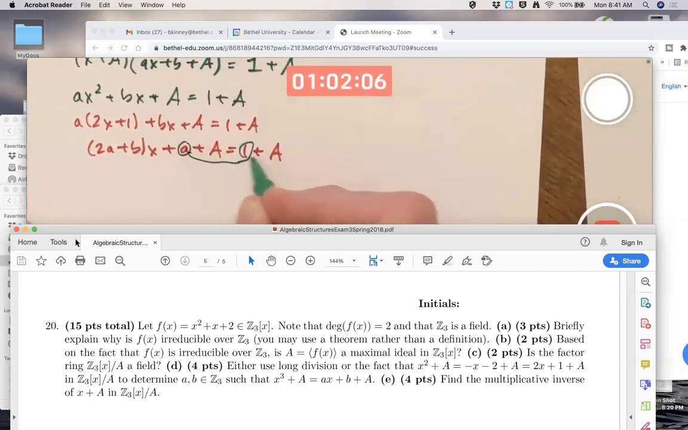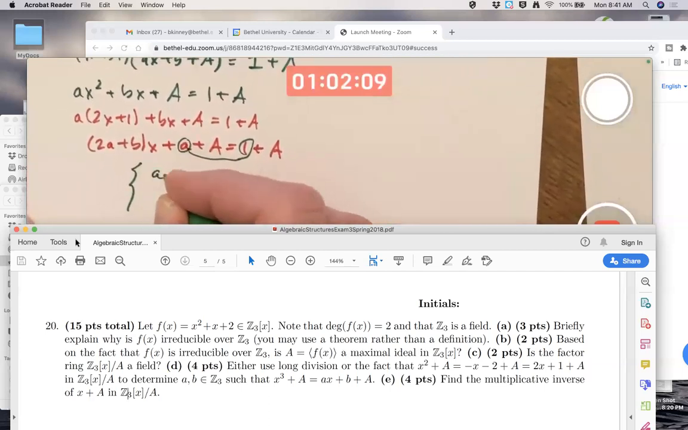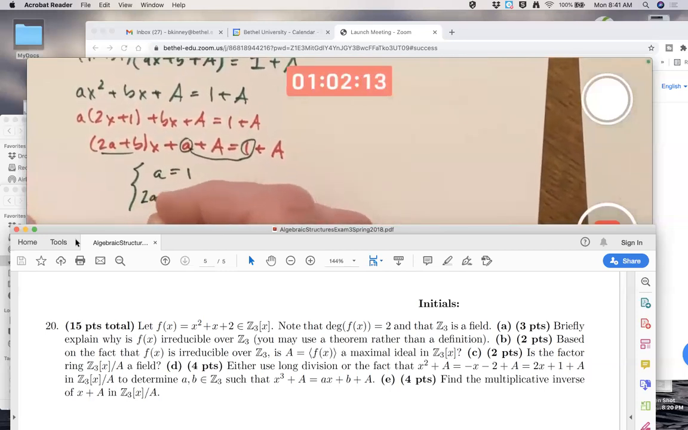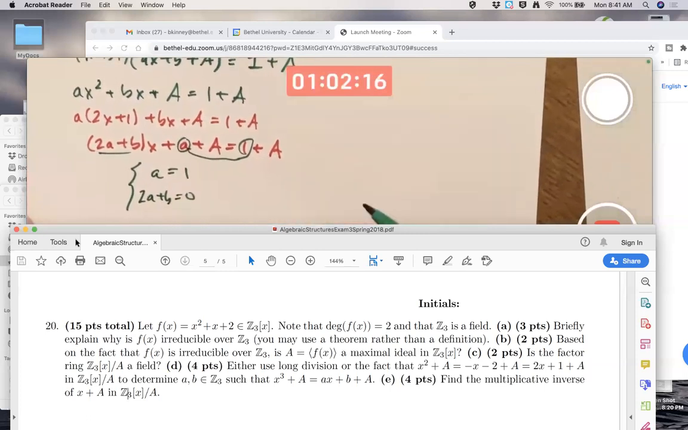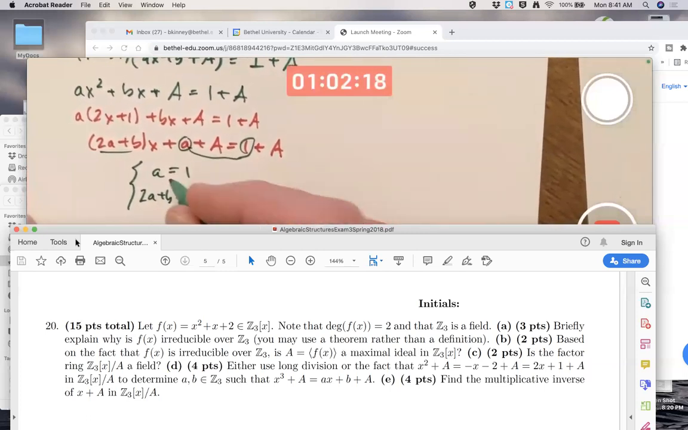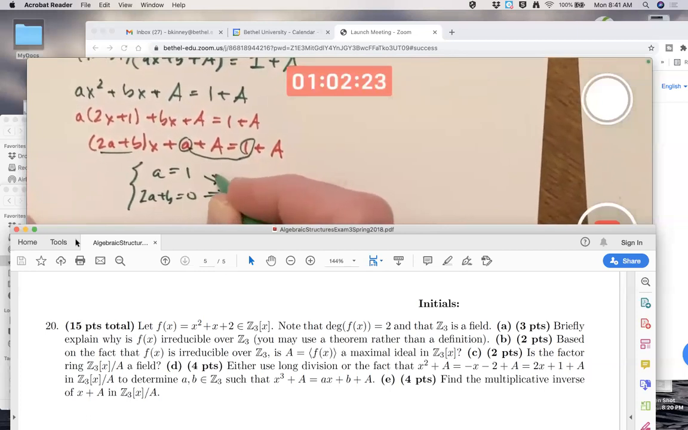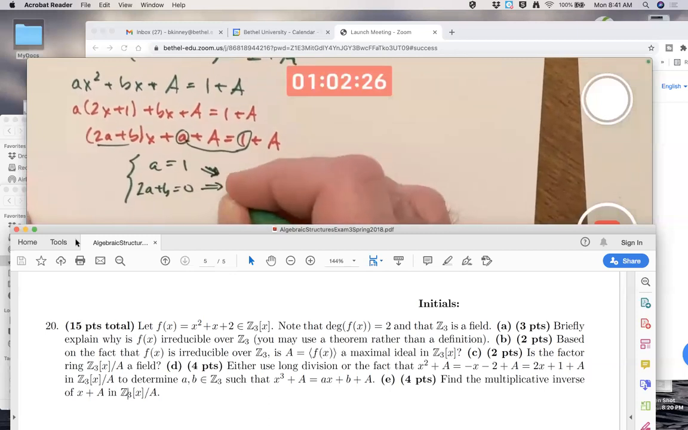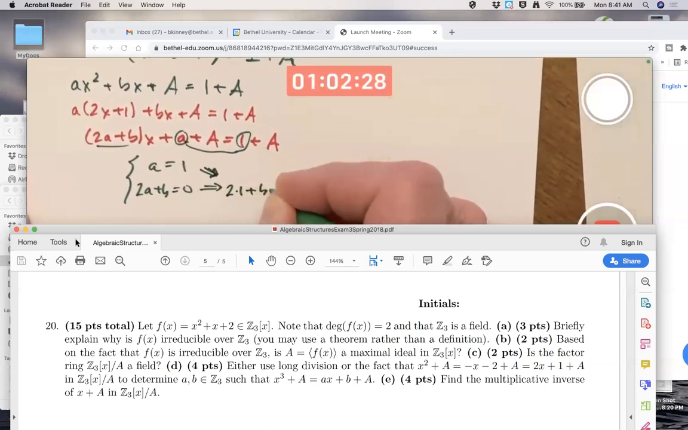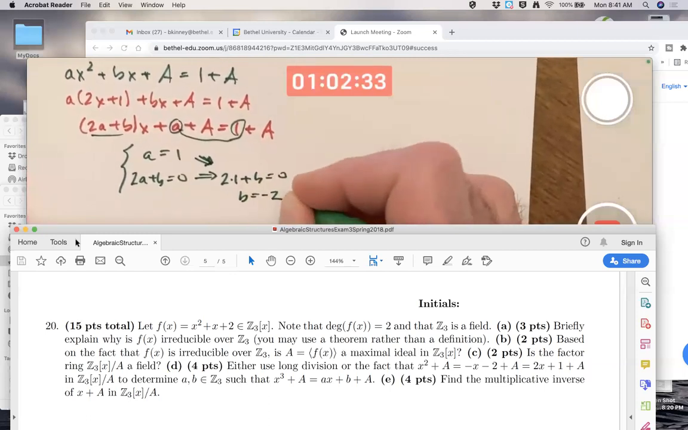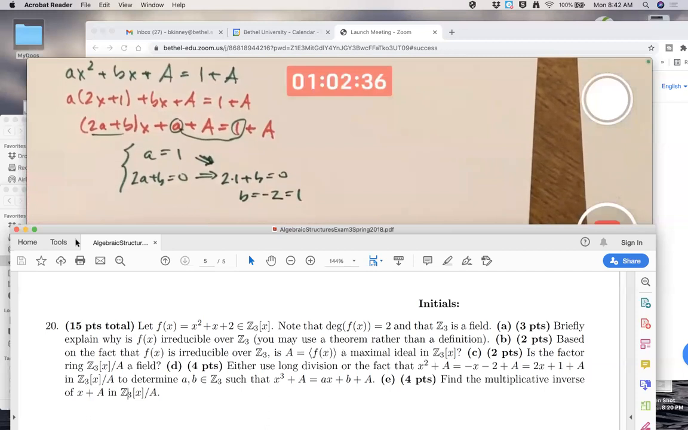Little a must be 1. And 2a plus b must be 0. Does this have a solution? Certainly a would have to be 1. Is there a solution for b based on a equaling 1? b would be -2, but mod 3, that's going to be 1. And you can double check if you plug in a equals 1 and b equals 1 here, you get 2 plus 1 is 3, mod 3 is 0.